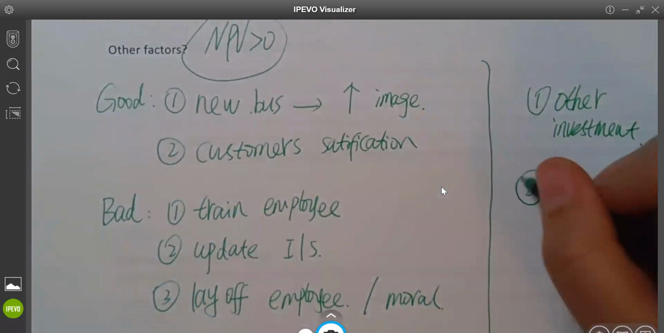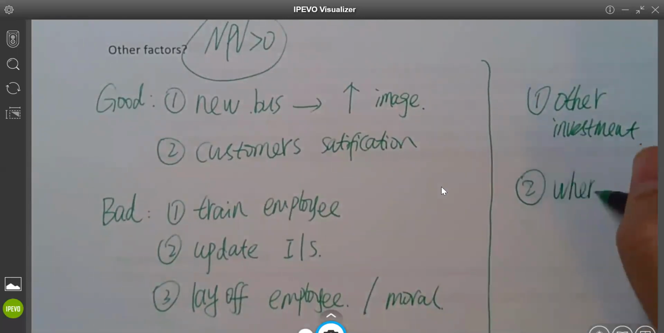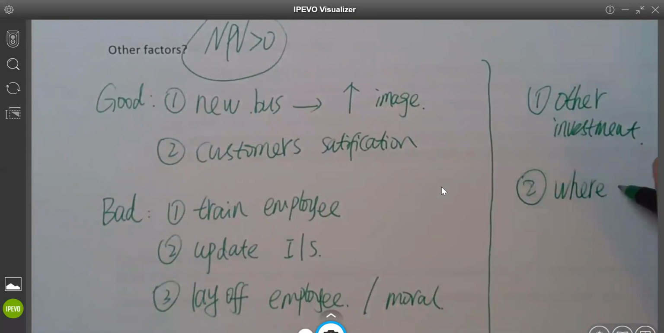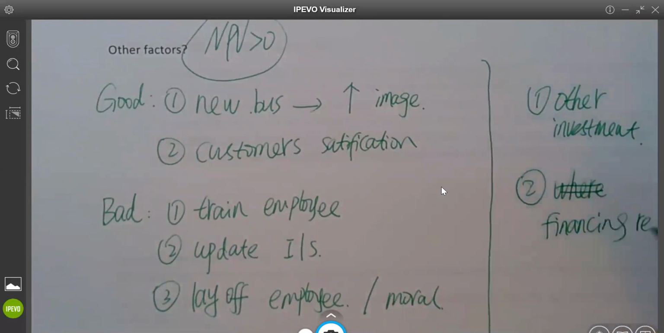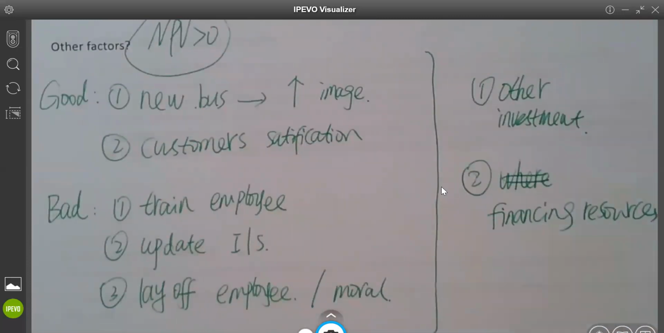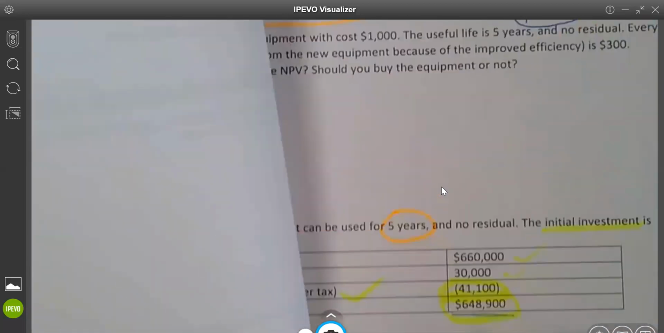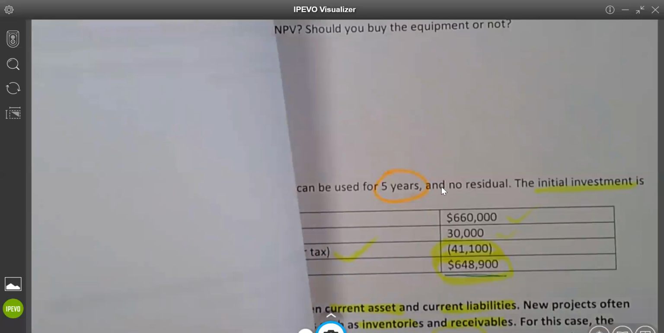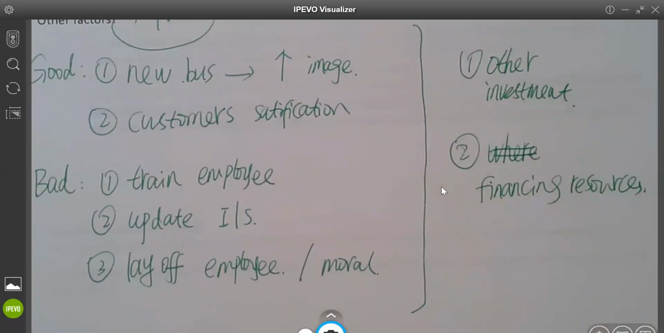And second, they suggested asking where you will get the money. I don't know how to say it in English, but the financing resource. Yes, this project is a good one, but can you get money to start it? Because it costs a lot of money, 648,900 to start. Will you get enough money? Will you get a bank loan? Will you get investment from your investors? So these are things to consider other than just looking at the NPV.